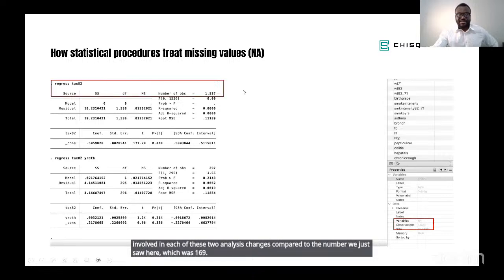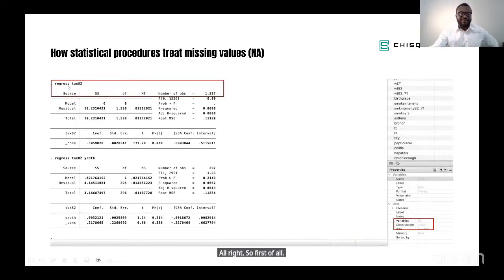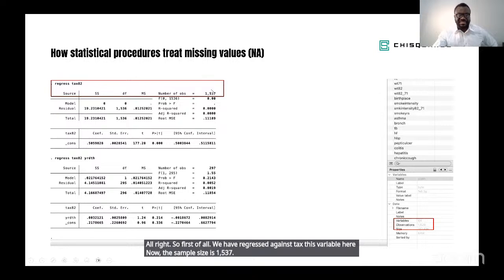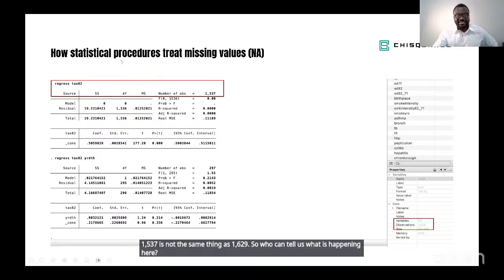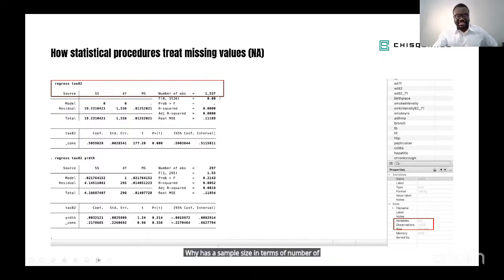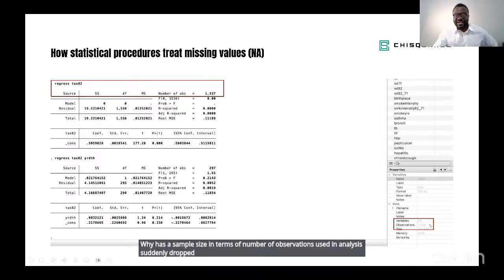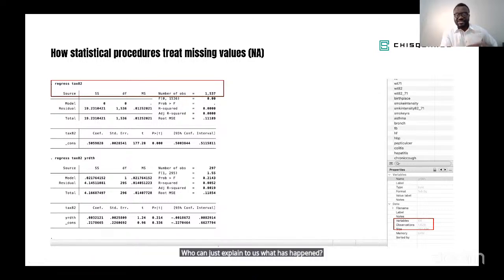All right. So first of all, we have regress against tax, this variable here. Now, the sample size here is 1,537. 1,537 is not the same thing as 1,629. So who can tell us what is happening here? Why has the sample size, in terms of number of observations used in analysis, suddenly dropped to about 100 or so fewer? Who can explain to us what has happened? What is Stata software doing automatically in the background?